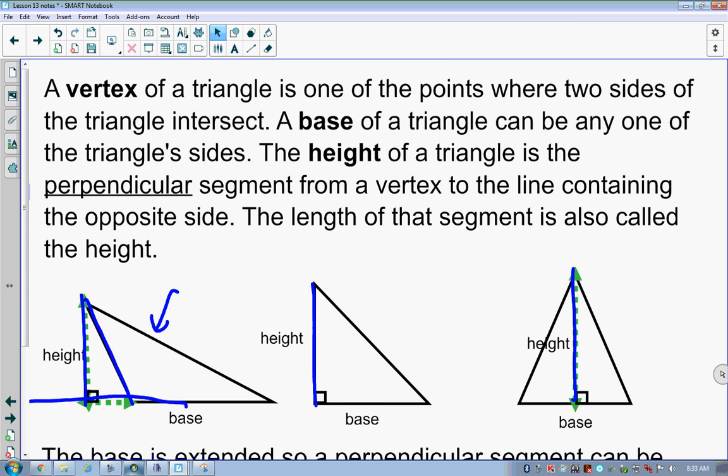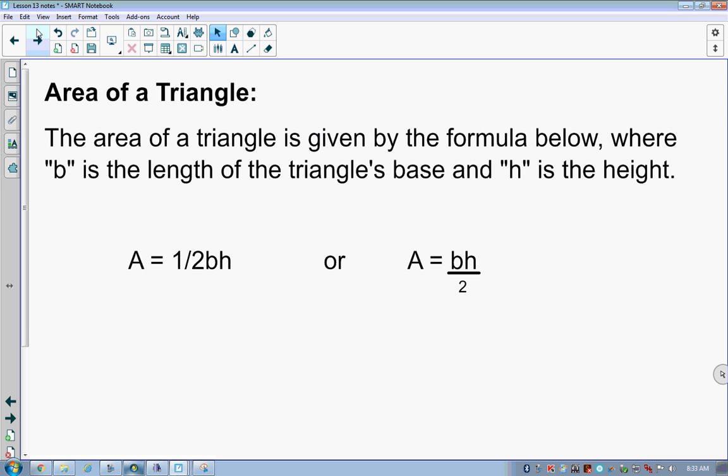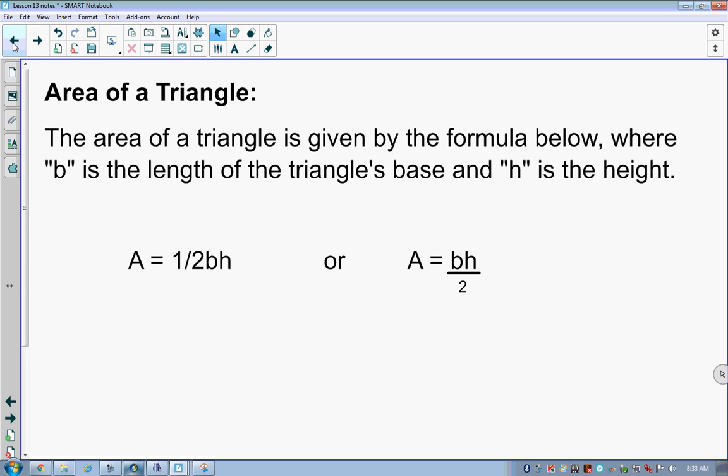All right, let's scroll down here. The base is extended, so a perpendicular segment can be drawn to show the height. To find the area of a triangle, both the base and the height have to be known. We know that. We know our formulas. Those formulas are given here. Okay, so this is just an introduction to triangles. That's it. That's all that's in that.